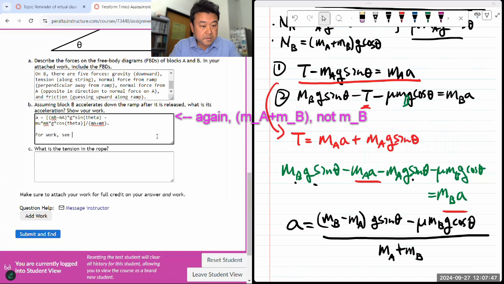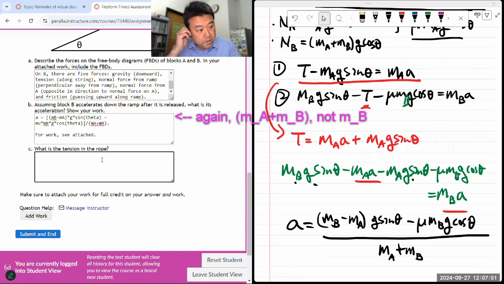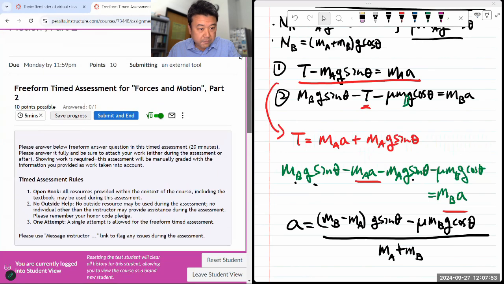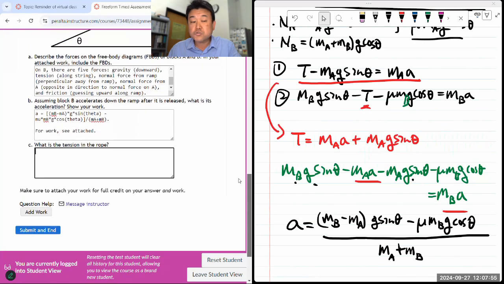For work, see attached. What is the tension in the rope? So, I do have time to actually write it out, but let me just do something that will be acceptable to me if you do this and you're out of time. So you can say T is equal to MA times A plus MA times G times sine theta, using A in part B above.